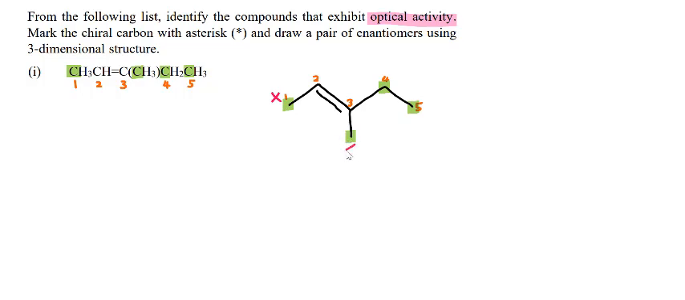The same goes for this carbon. We have 3 hydrogens, so no, it is not a chiral carbon. This carbon has 2 hydrogens, so no, it is not a chiral carbon. And this carbon has 3 hydrogens, so no, it is not a chiral carbon. So this compound is optically inactive, because it does not have a chiral carbon, so it cannot rotate the plane polarized light.